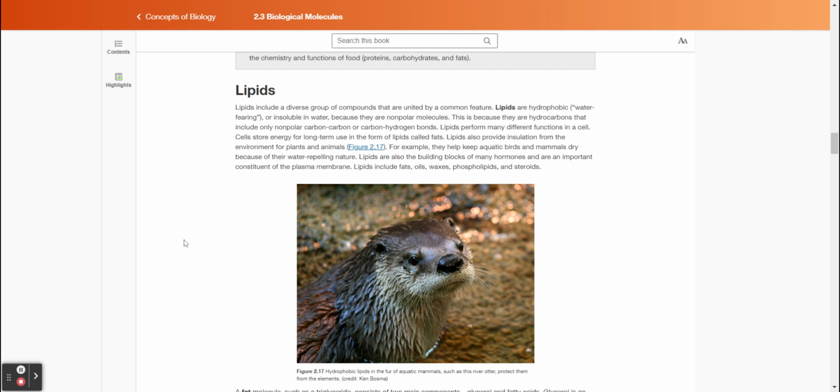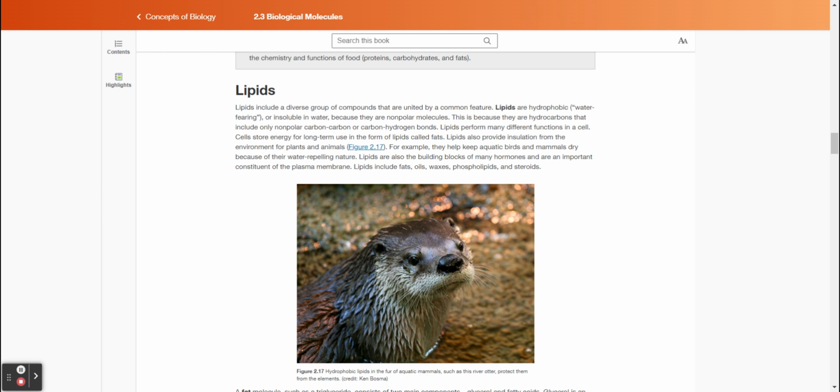Lipids. Lipids include a diverse group of compounds that are united by a common feature. Lipids are hydrophobic, or water-fearing, or insoluble in water because they are nonpolar molecules. This is because they are hydrocarbons that include only nonpolar carbon-carbon or carbon-hydrogen bonds. Lipids perform many different functions in a cell.